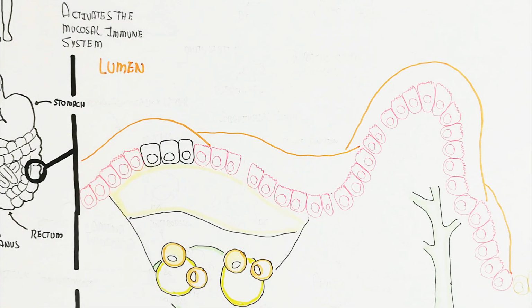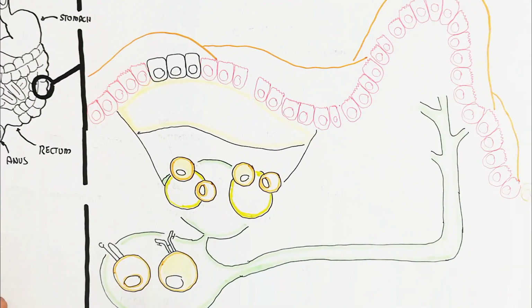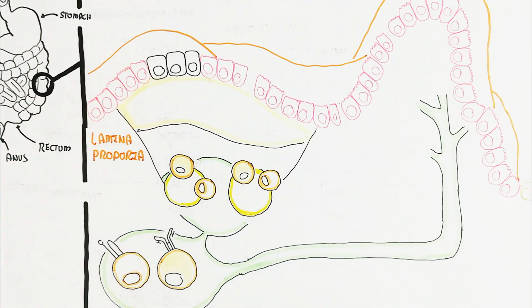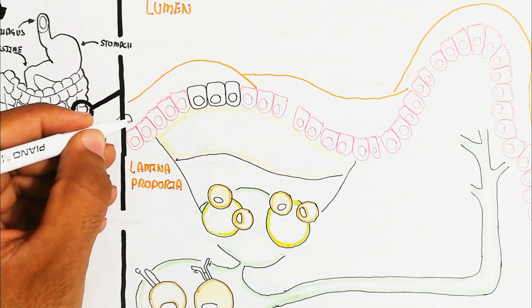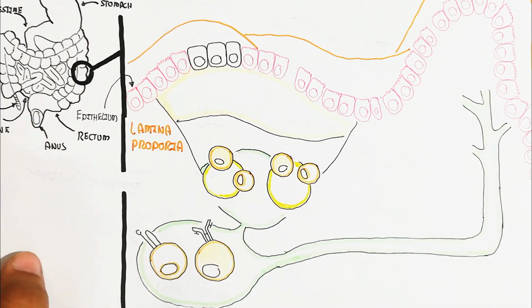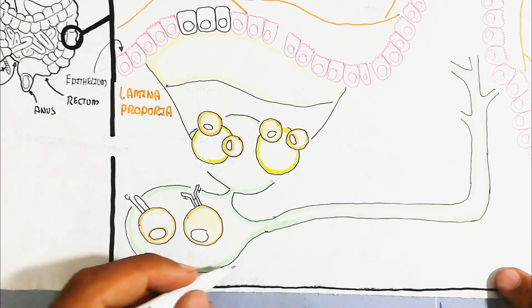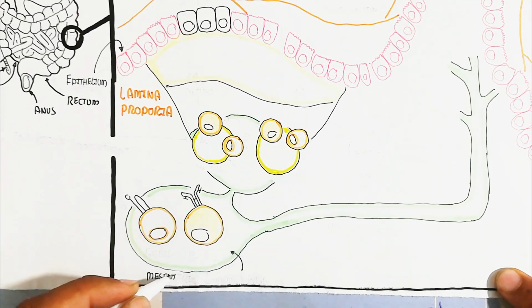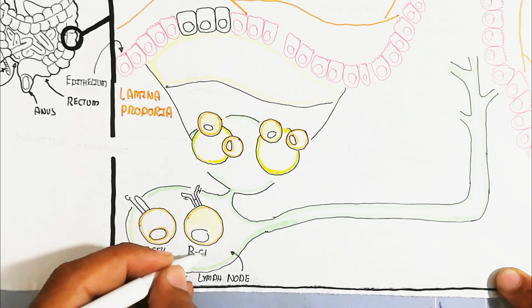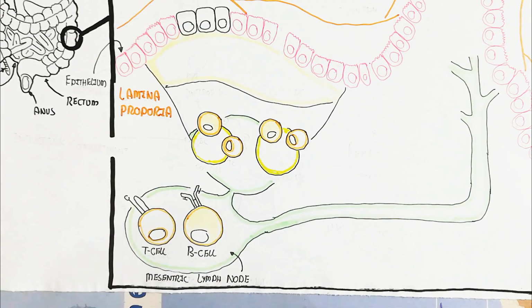Here is the lumen inside of the digestive tract, and the epithelium. This is the lamina propria, which contains immune cells in the form of Peyer's patches. This is the Peyer's patches, and this is the epithelium. Below the epithelium are the Peyer's patches. And here you can see the mesenteric lymph node.